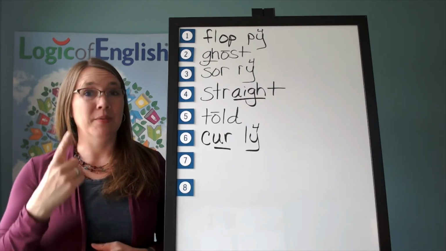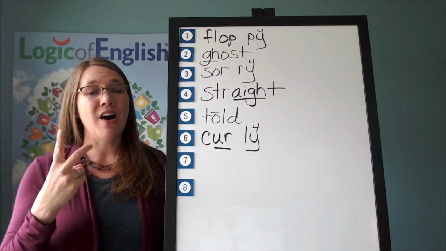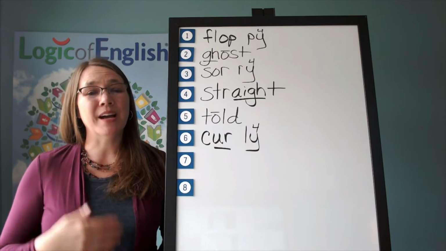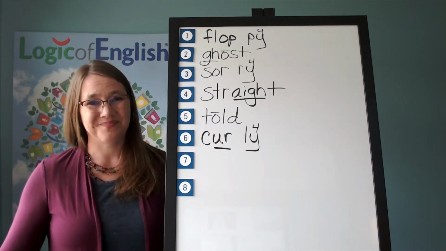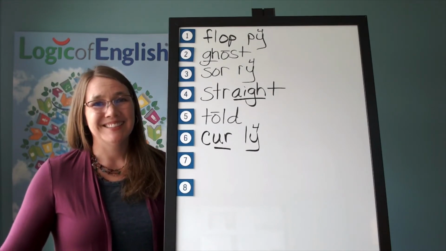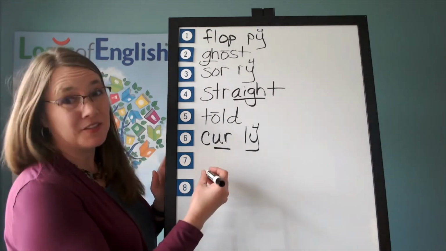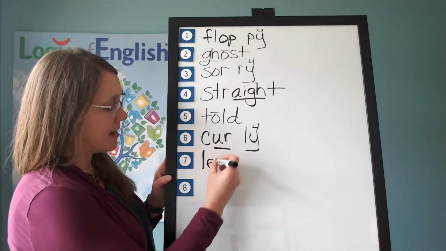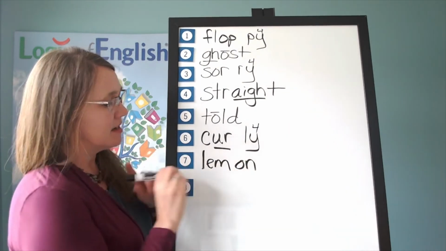The first syllable is lem. L-e-m. The second syllable is on. A-n. Go ahead and write lem-on. Good. And help me to write it. The first syllable is lem. L-e-m. The second syllable is on. A-n. Let's read it.